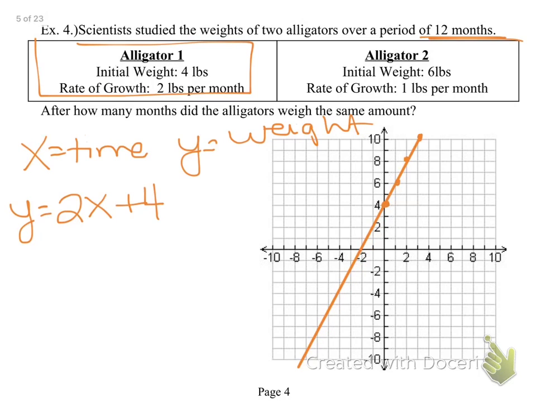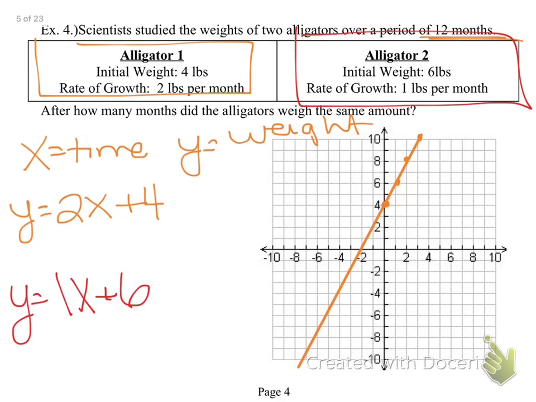Okay, my second equation is focused on alligator number 2. That one has an initial weight of 6 pounds and has a growth rate of 1 pound per month. So remember, y is our end weight. Our rate of change here is 1x, and our initial weight is 6. So we're going to start at 6 on our y-intercept and go up 1 over 1. And that's the rate of change for this particular alligator. Alright, so let's see. I'm going to draw my arrows.